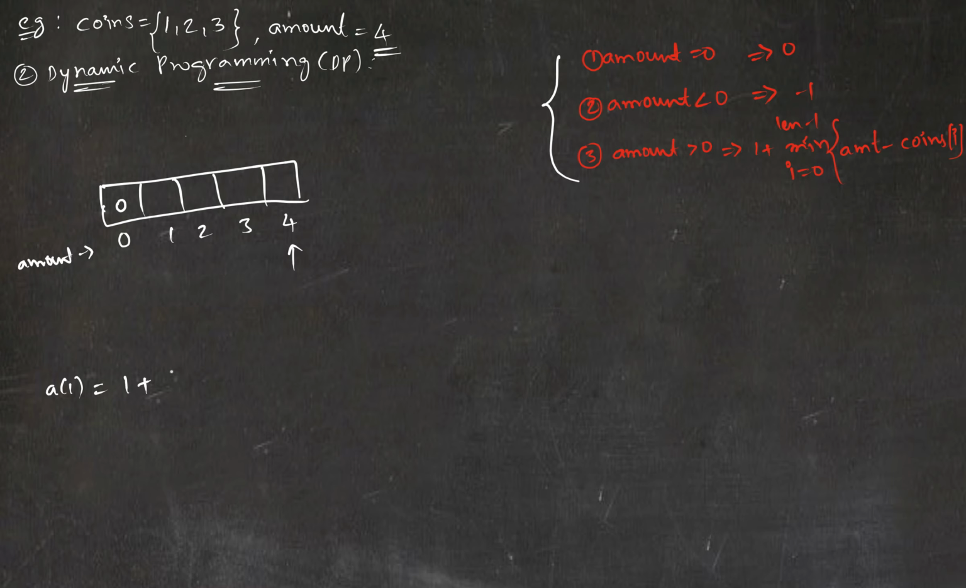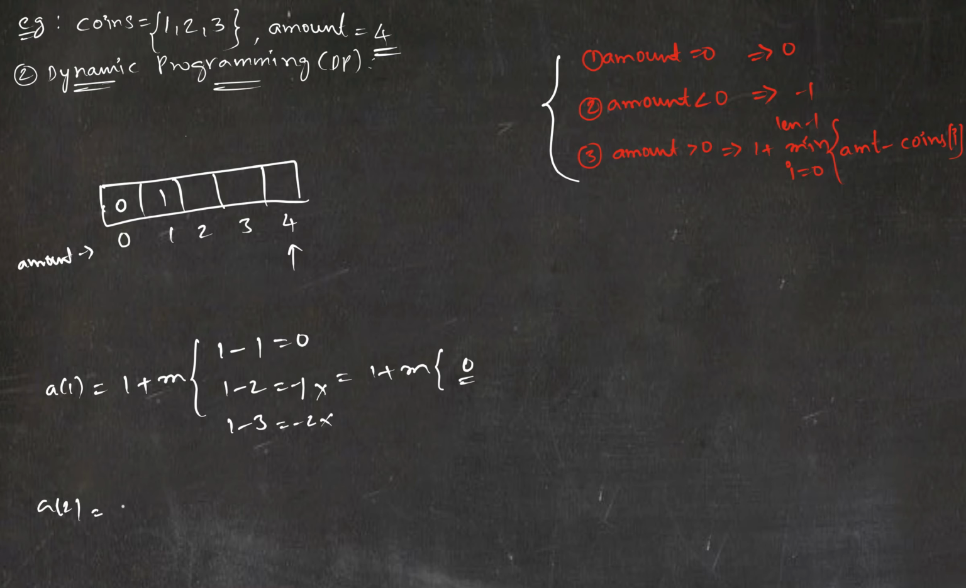So it is 1 plus minimum of answer of amount minus my coin: 1 minus 1, 1 minus 2, 1 minus 3. Since 1 minus 2 is minus 1 and 1 minus 3 is minus 2, they are invalid, so we don't need to consider them. So this is 0, so it is 1 plus minimum of just the answer of 0. The answer of 0, we already know, is 0, so it is 1 plus 0, it is 1. Then we can move on.